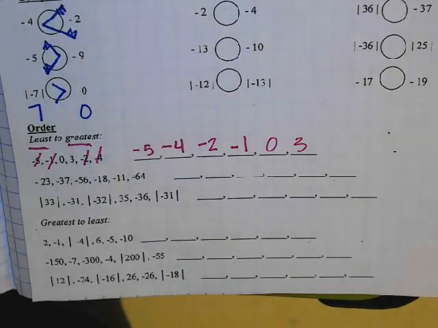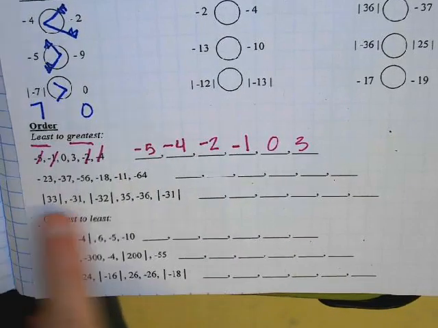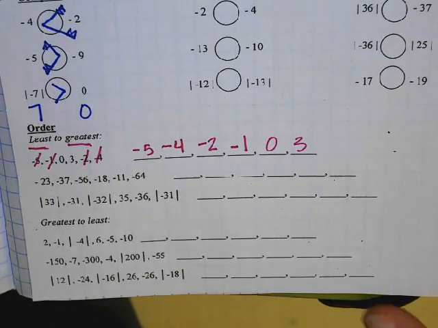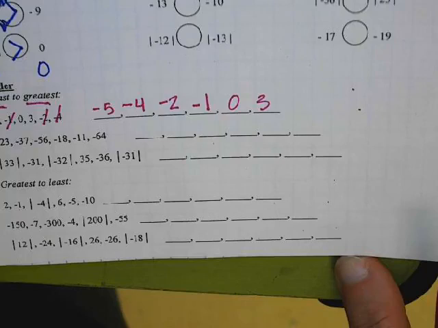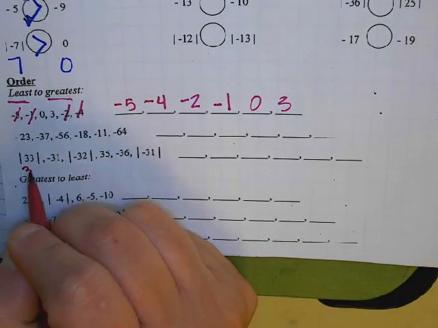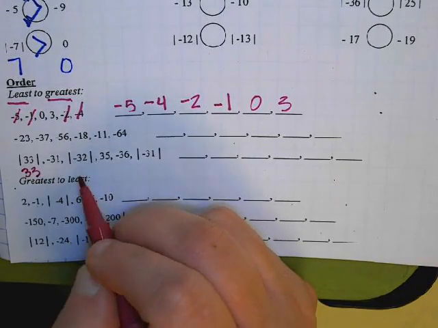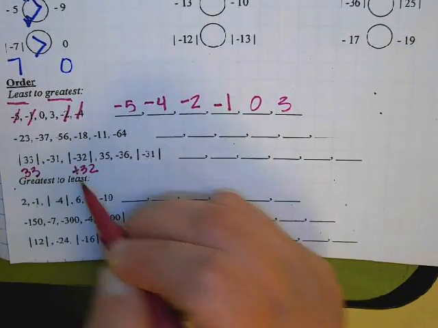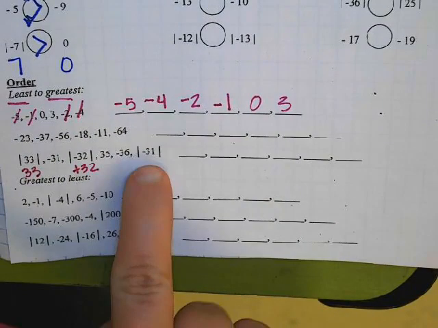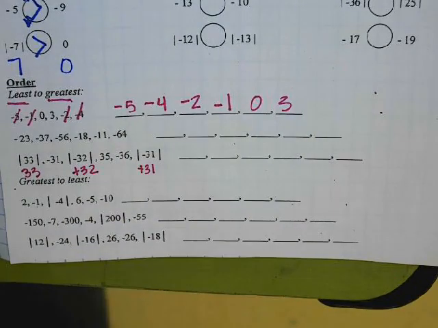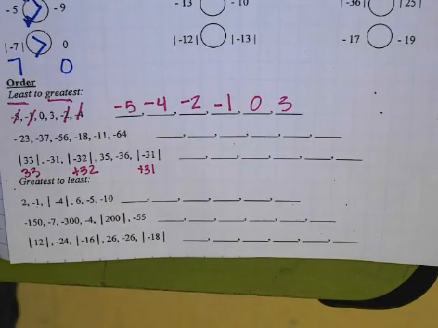Now I do want to remind you that if you have absolute value, we have 2 of them, we do have to do that first. So when we're ordering them, it would be the absolute value of 33 is 33, and the absolute value of -32 is positive 32. And the absolute value of -31 is positive 31. Okay, so those are the numbers. When we're placing them in, we want to look at it.